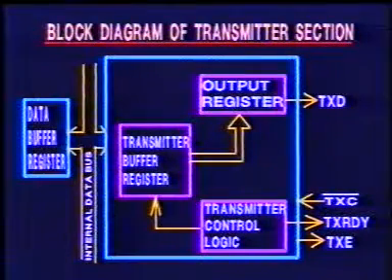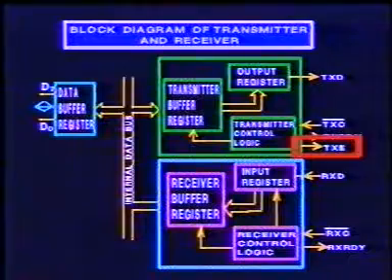Every falling edge of the transmitter clock sends out one bit out of the output register. After all the bits are transferred, the transmitter empty, TXE, is raised to indicate it is ready to receive one more character.